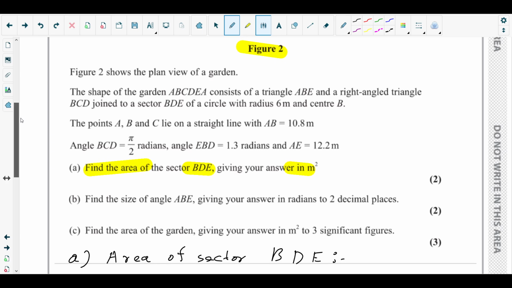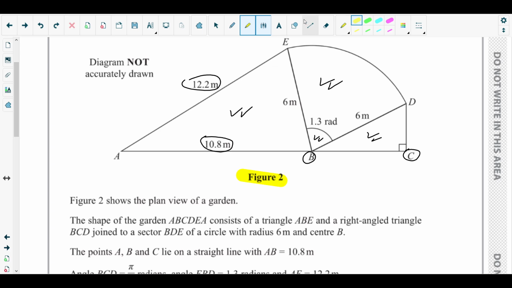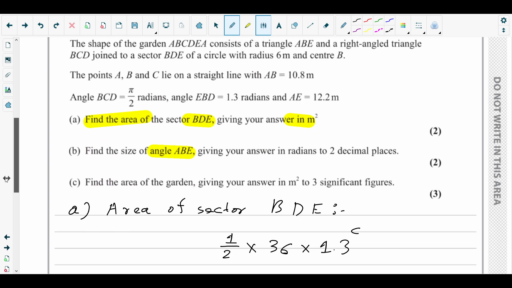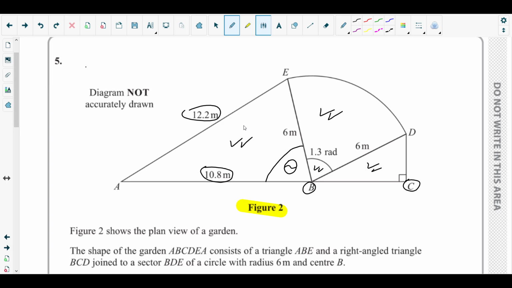Next, part B. Find the size of angle ABE. Where's the angle ABE? This is the angle, let's consider it as theta. We need to find this angle, giving the answer in radians to 2 decimal places. If you see the triangle, this is a scalene triangle, that is, none of the sides are equal. But we know the lengths of the 3 sides, isn't it?